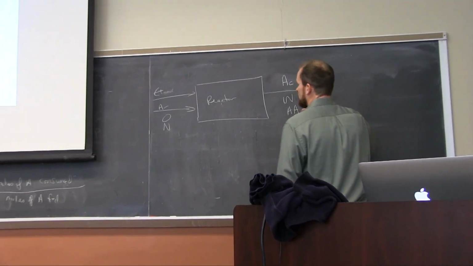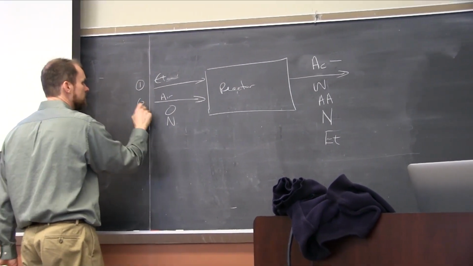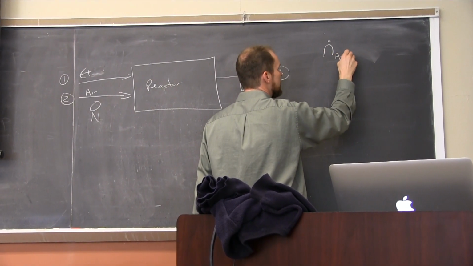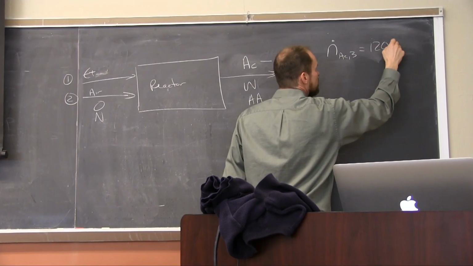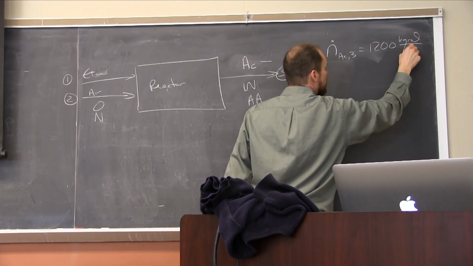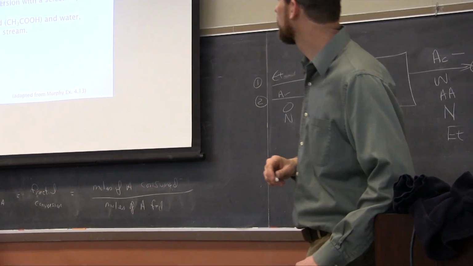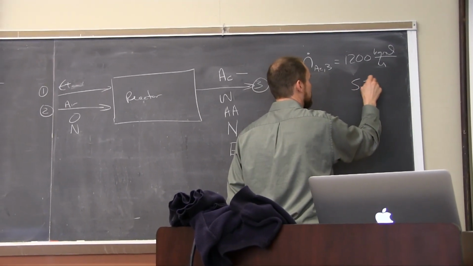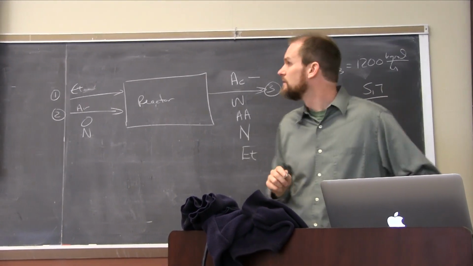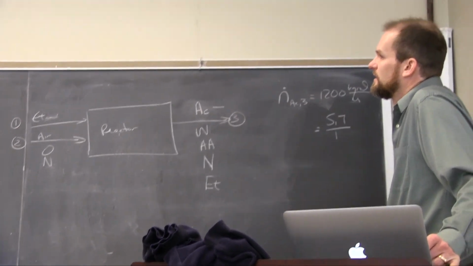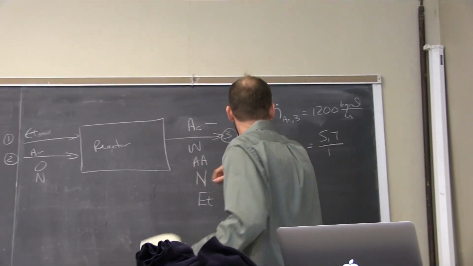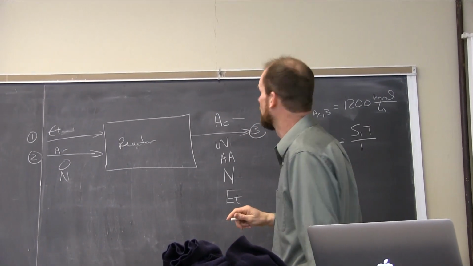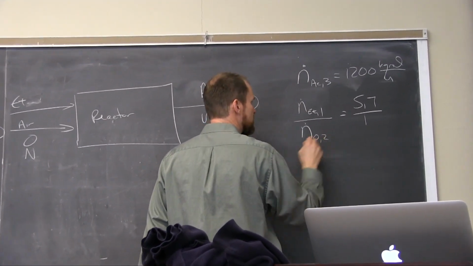So let's call this stream 1, stream 2, and stream 3. So I have N dot acetaldehyde in stream 3, 1200 kilogram moles per hour. Ethanol oxygen feed ratio 5.7 to 1. So what variables would I use for that? Feed ratio: N dot ethanol in stream 1 over N dot oxygen in stream 2.